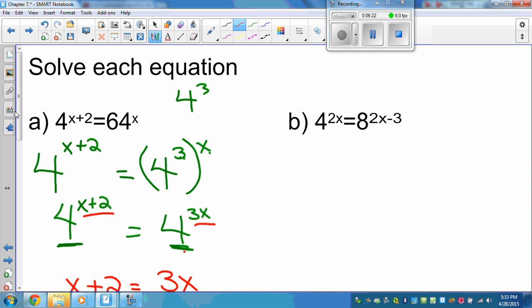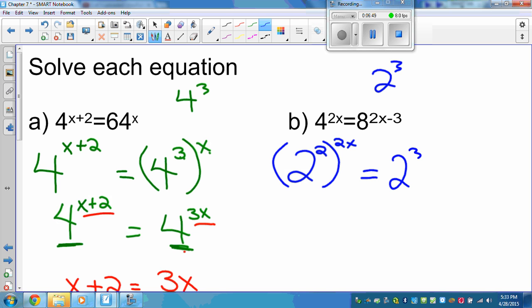4 to the 2x equals 8 to the 2x minus 3. So solving this, I want them both to have the same base. Well, 8 can't be written as 4 to the power of something, but I do know that 4 can be written as 2 squared. So I have 2 squared to the power of 2x. 8 is 2 cubed, because 2 times 2 is 4, times another 2 is 8. So I have 2 cubed all to the power of 2x minus 3.